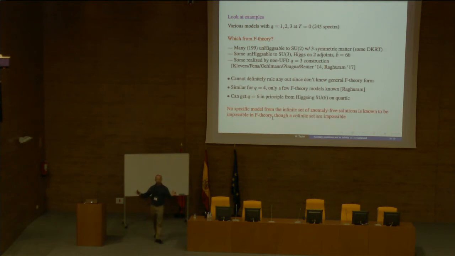There's an infinite set of apparently consistent models. And even though there's an infinite set of apparently consistent models and only a finite set of them come from F-theory, there is not a single model in that infinite set that we can point at and say, this one cannot come from F-theory. So it shows that we have a real lack of understanding, in my mind, both of the low energy constraints and of F-theory.